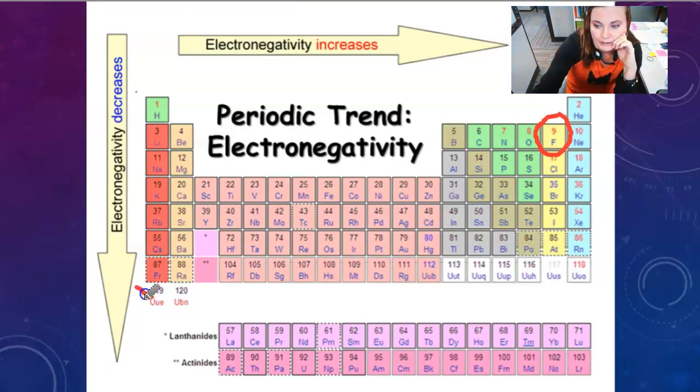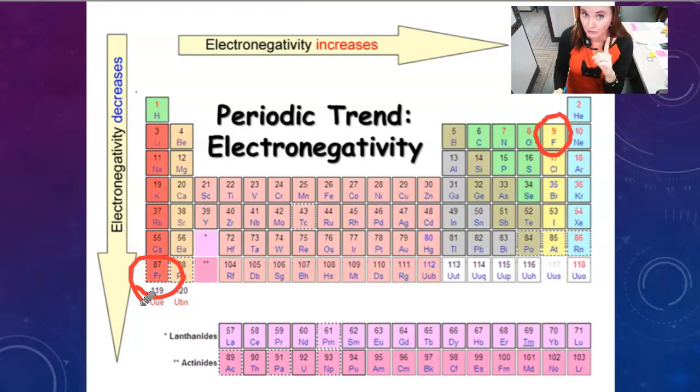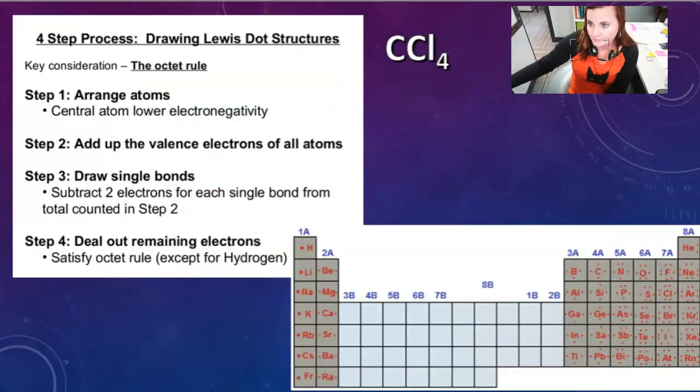Down here, francium is the opposite. Francium has 1. It doesn't want it. It really, really doesn't want electrons. So it's the complete opposite. So it's the least electrically negative element on the periodic table. That becomes important because it goes into the rules of making covalent molecules here. So here are our rules for trying to draw these covalent compounds.